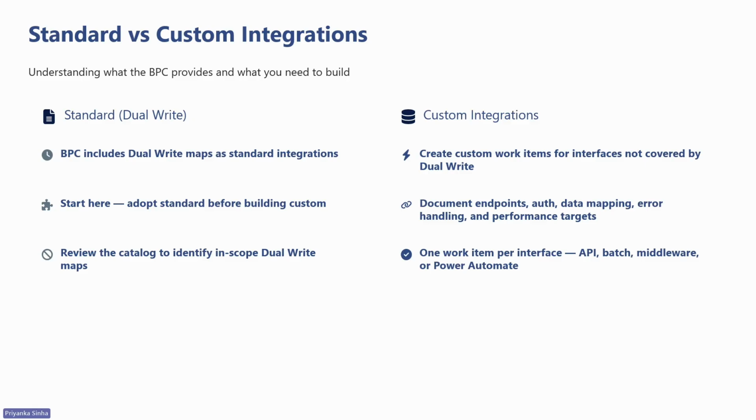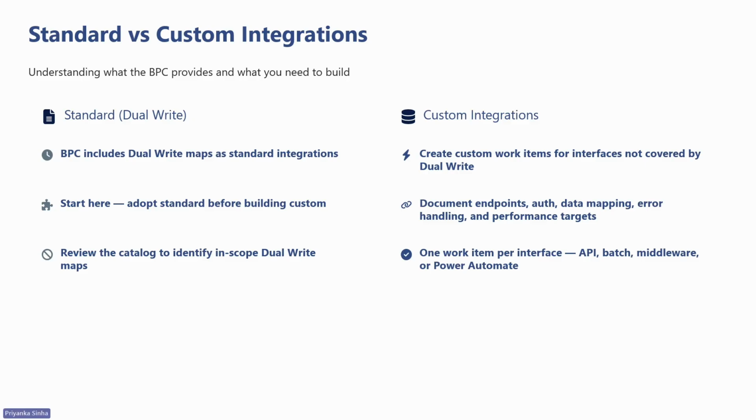Adopt before building custom. Before your team designs a custom integration to sync data between FNO and CE, check the catalog. There might already be a dual write map that covers your scenario. Review what is in scope, mark it as in scope or out of scope for your project, and move on, because you might not need each and every mapping. So based on the scoping, you have to update it.